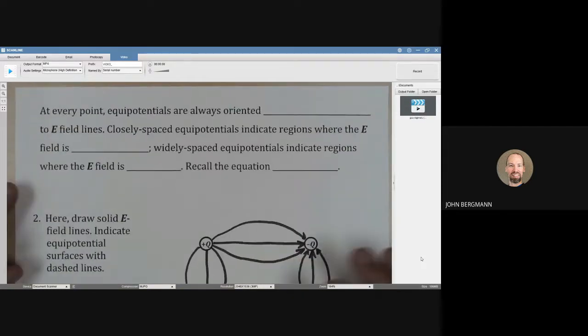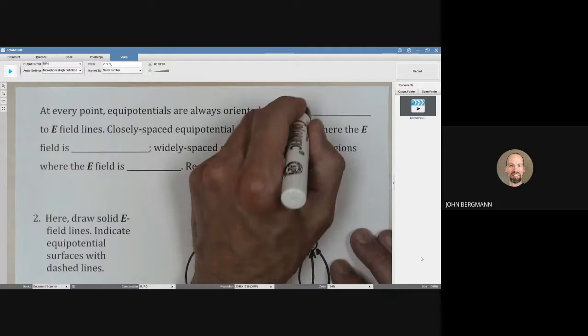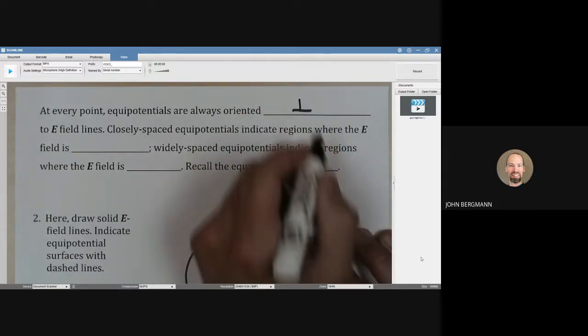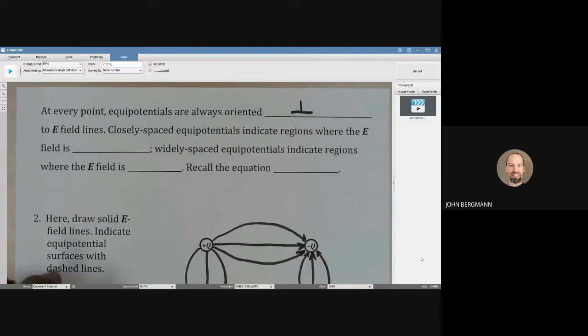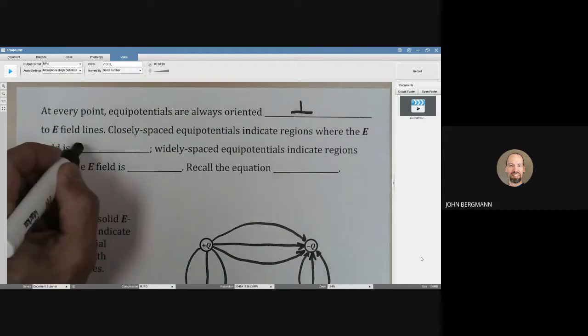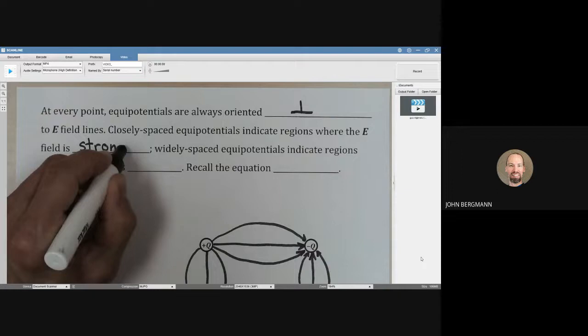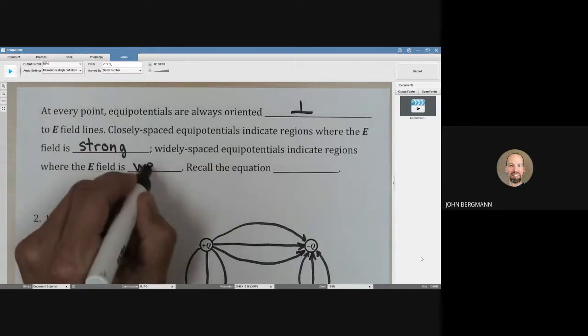At every point, equipotentials are always oriented perpendicular. How about I write that symbol instead of writing out the word? To electric field lines. Closely spaced equipotentials indicate regions where the electric field is strong. Widely spaced equipotentials indicate regions where the electric field is weak.